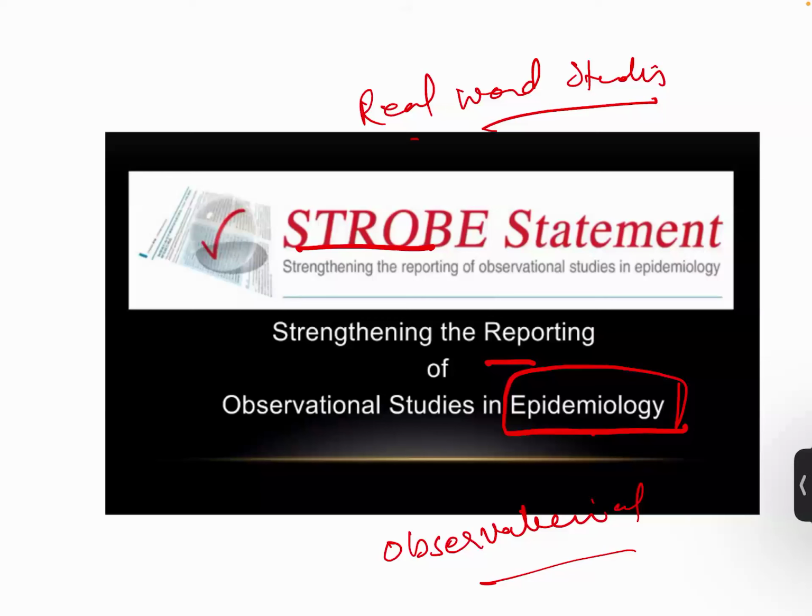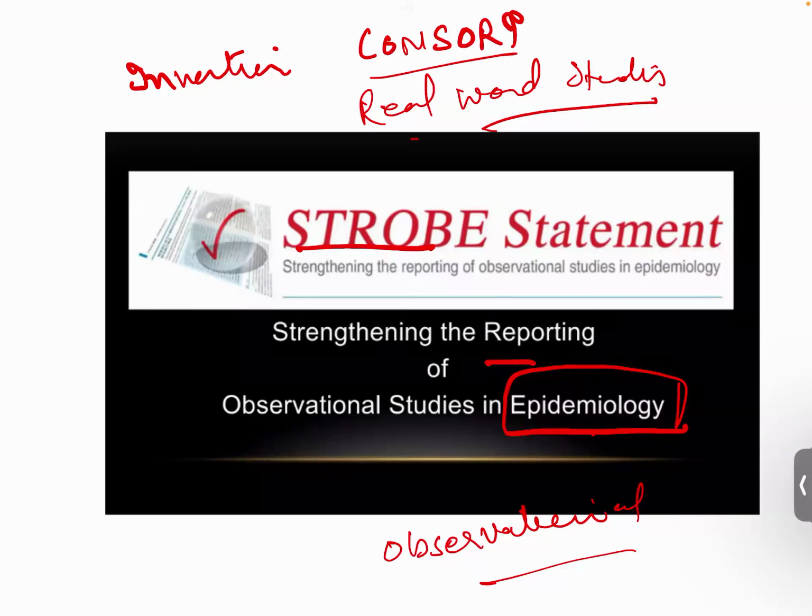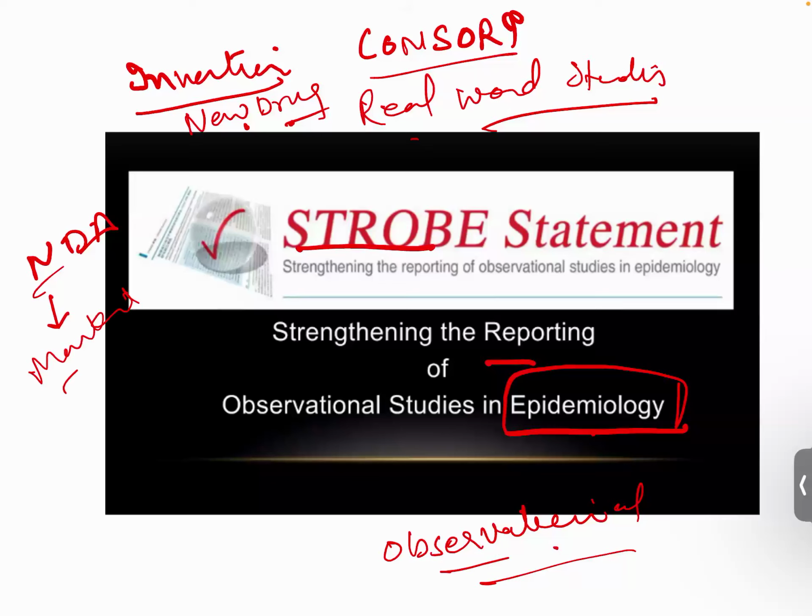Not a good idea. I asked so that you remember, we have the CONSORT guidelines. They are meant for trials. Now we are saying STROBE guidelines. They are for your observational study. Interventional is when you are using a new drug. Now this new drug has got approved, this is NDA approved, it is in the market, the patent is over. Now you can do an observational study on that.